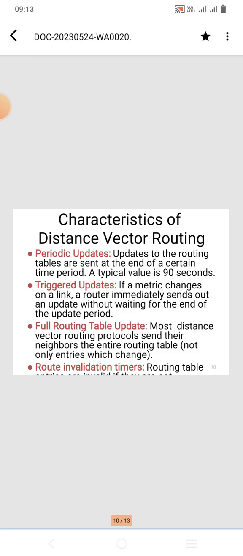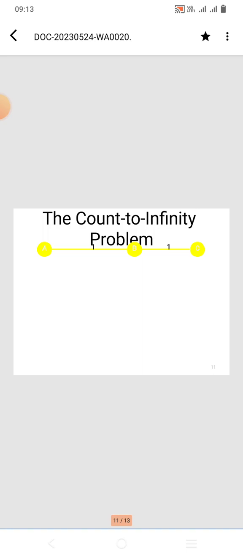Most distance vector routing protocols send their neighbors the entire routing table, not only the entries that changed. Routing invalidation timers mean that routing table entries are valid only if they are refreshed. A typical value is to invalidate an entry if no update is received after 3 to 6 update periods.